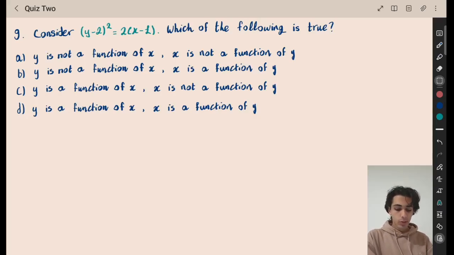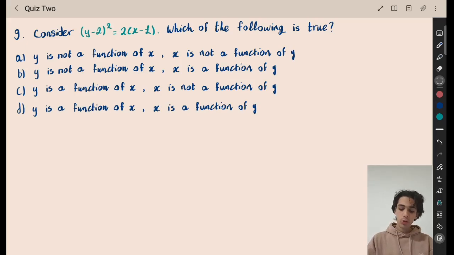Which of the following is true? Y is a function of x, y is not a function of x, x is not a function of y, and x is a function of y. We need to look into these statements.